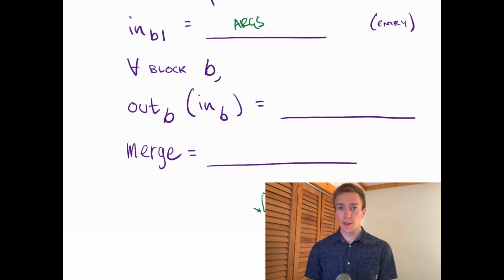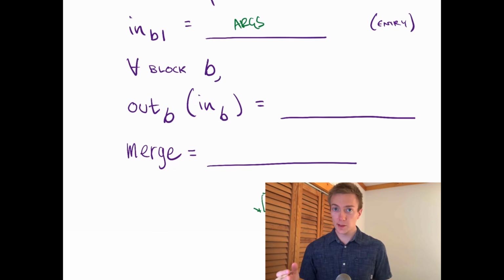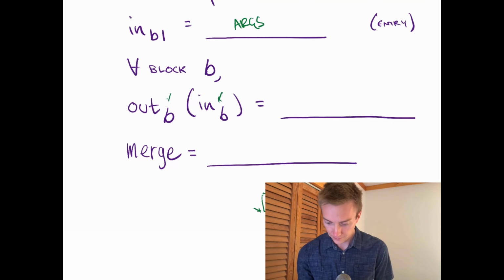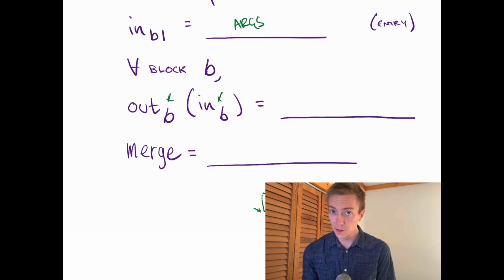Next, we need a transfer function. Because the value we're computing here is a set of definitions, this function is going to look like an operation on sets. That is, this thing is a set, and the thing we're computing is a set. And it's also going to have to ask some questions about the block. So my answer is going to be an equation involving this set in B.